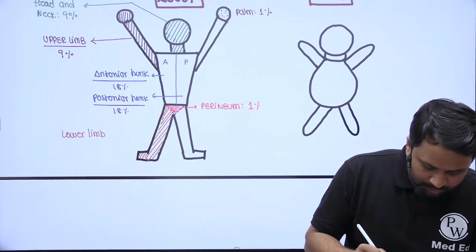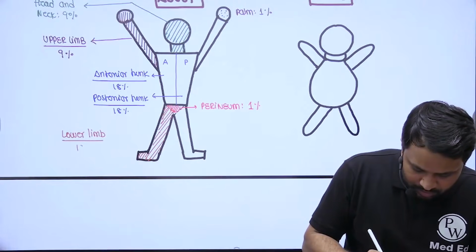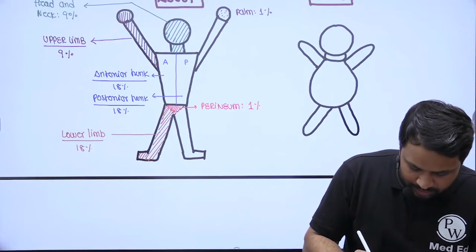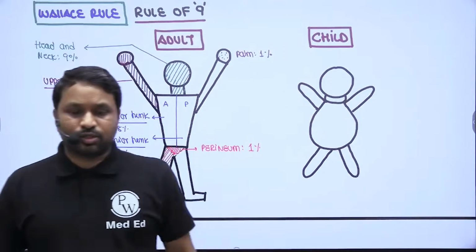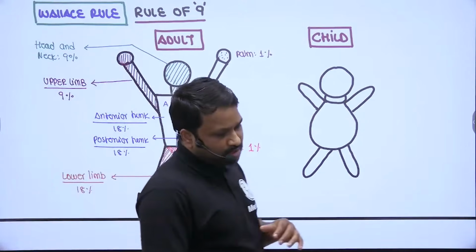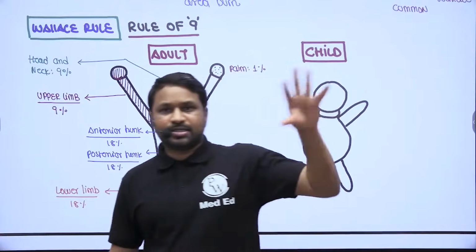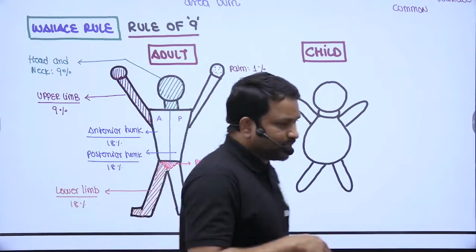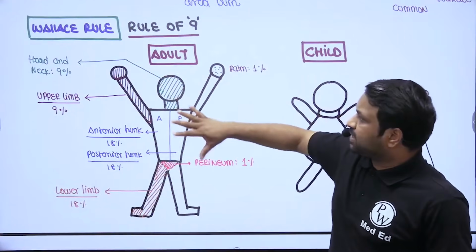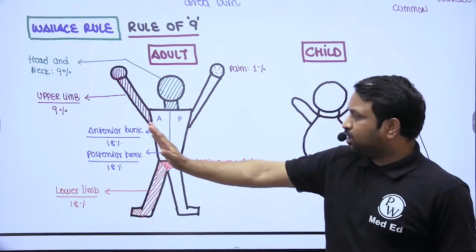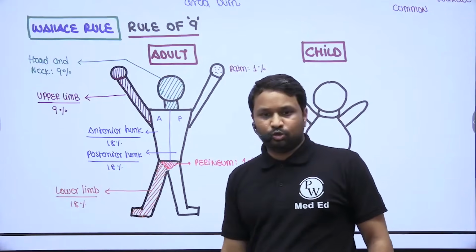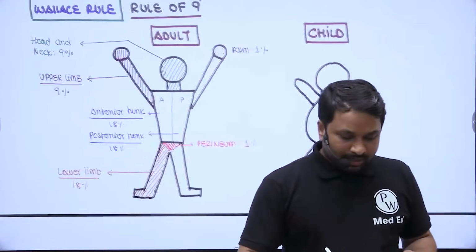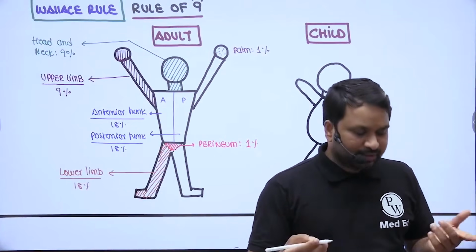The lower limb is going to account for 18% each, right? So this is your standard rule of 9, or also called the Wallace rule. Okay? So in this, you see the entire percentage of the body surface area burned. The head and neck is going to be 9%, the upper limb is going to be 9%, anterior trunk is 18, posterior trunk is 18, the perineum is going to be 1%, the lower limb is going to be your 18%. When it comes down to child, what is the difference that you're going to see?